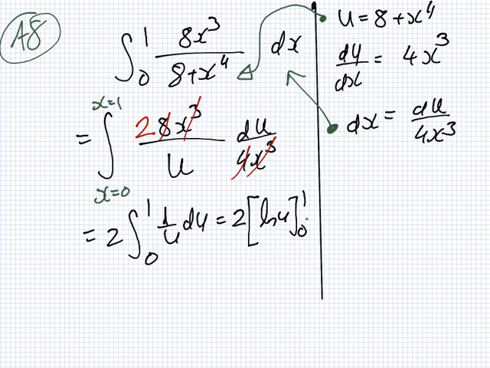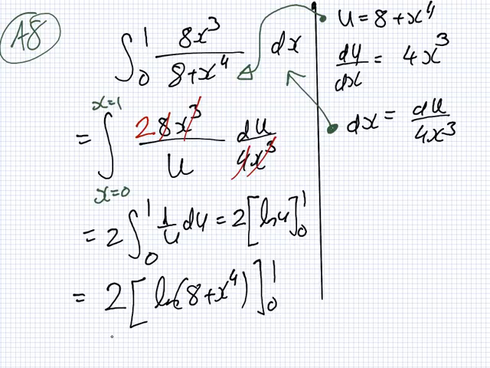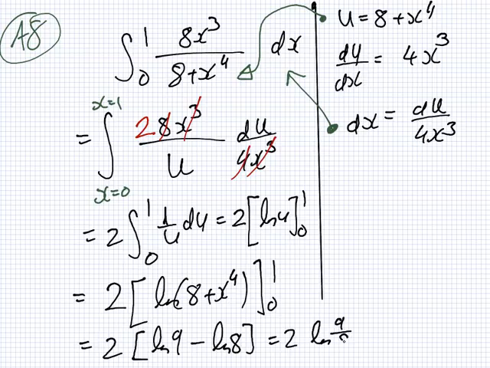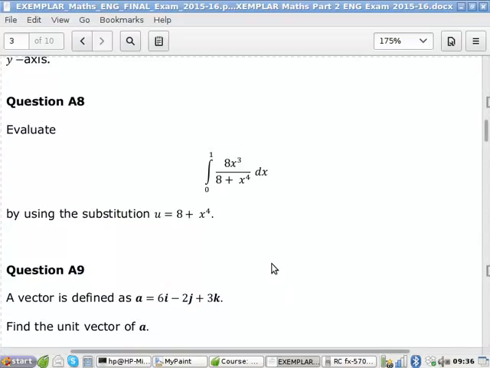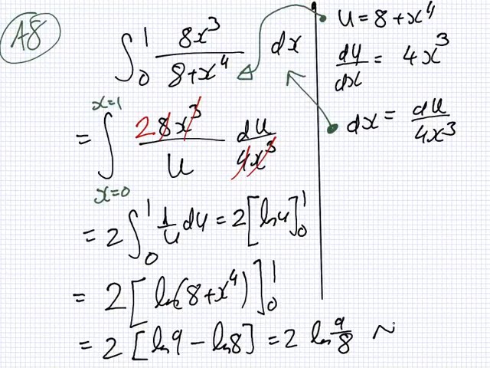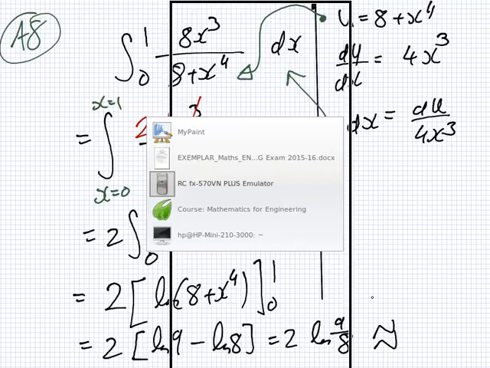But again, that's for x, so I should change the u back. 2 log of 8 plus x to the 4, 0 to 1. If I put in 1, I get log 9. If I put in 0, I get log 8. So that's 2 log 9 over 8. Now, we have to see how they want the answer, or if they don't care. They don't care, so I'll put it as a decimal.